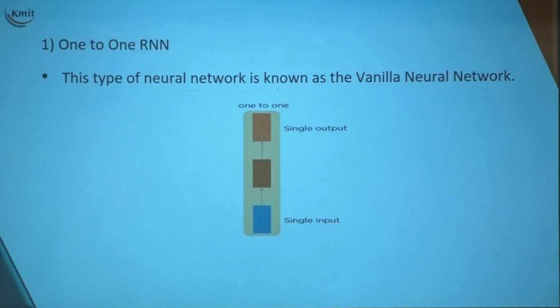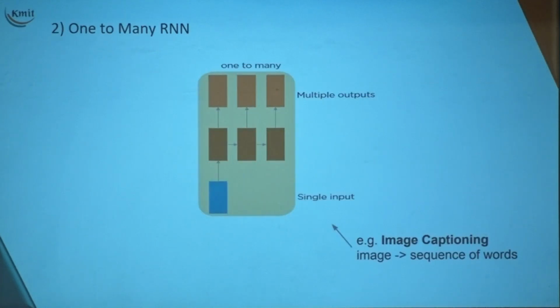Okay. Now let's look into that. The basic one input, one output is called a vanilla RNN network. What is that called? Vanilla RNN network. When I talk about one to many, what do you mean by one to many? Input is only one, outputs are many. For example, image captioning. In the image captioning task, what is the input? Image. Only one image I am taking. What is the output that I am generating? Words, many words. So this is the example.